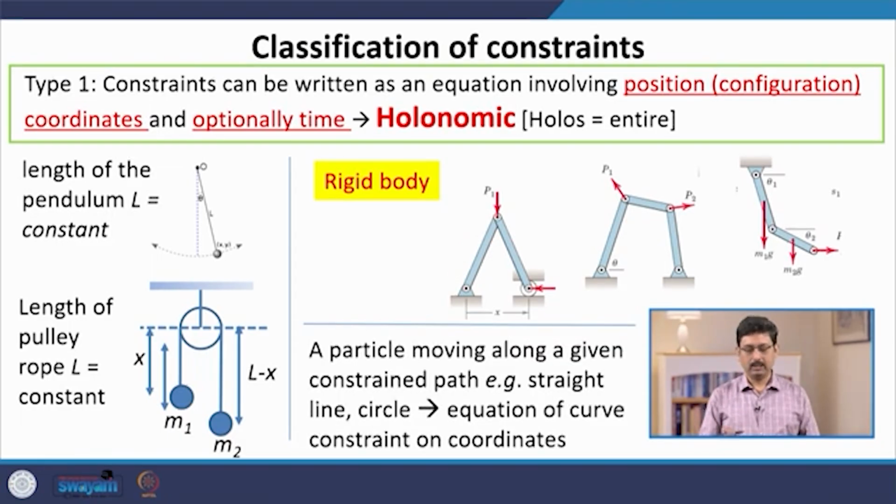Then another possible example is a particle which is moving along a given constraint path, such as a straight line or circle, or it could be even more complicated paths like a parabola, hyperbola and sine curve, and so on. In those kinds of situations, the equation of the curve is a constraint on the coordinates. So, the curve that this bob makes in space is one such example, where the bob is constrained to move along a circular path.